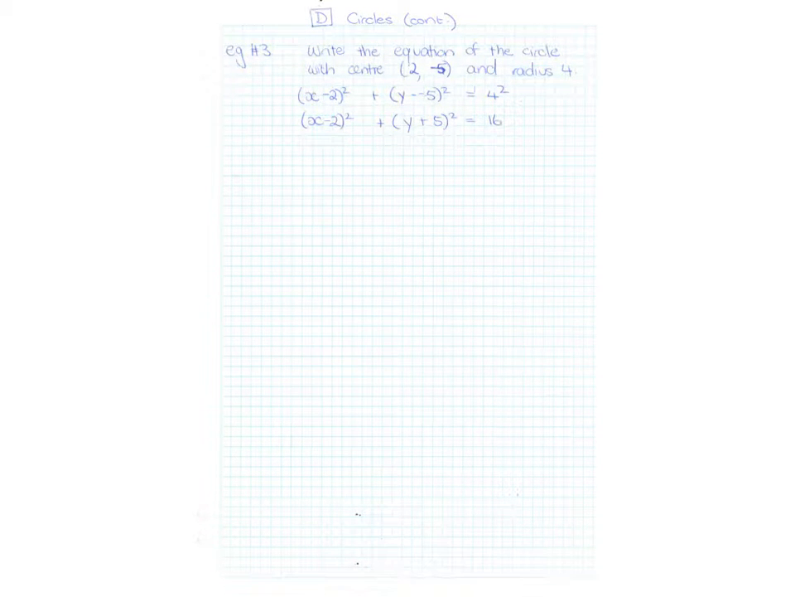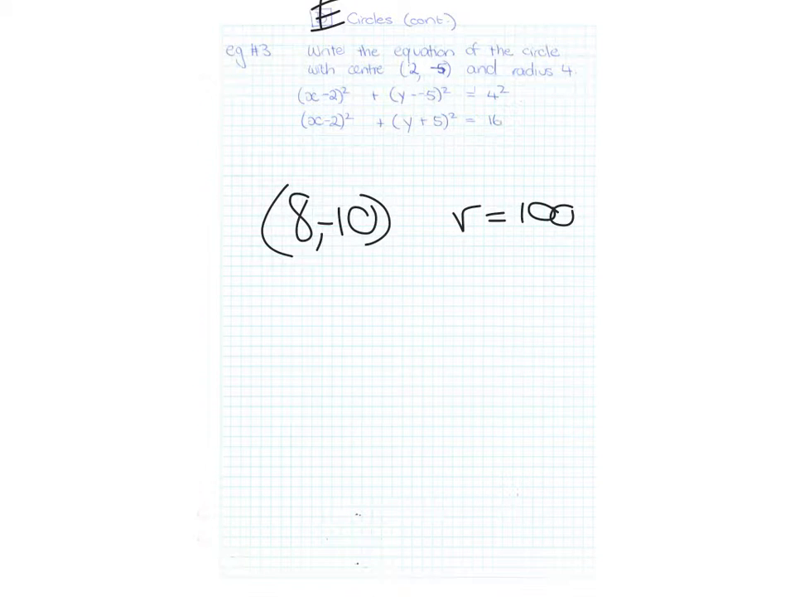Alrighty, so section E, actually, circles again. Writing the equations of circles. So not drawing them, but just writing the equation. If you've been given any point and any radius, say you've been given 8, negative 10, and you've been given a radius of 100, you can write an equation very simply, remembering that the equation of a circle is (x take a) squared plus (y take b) squared equals r squared. So all you've got to do is work out what's a, what's b, put it in the formula.